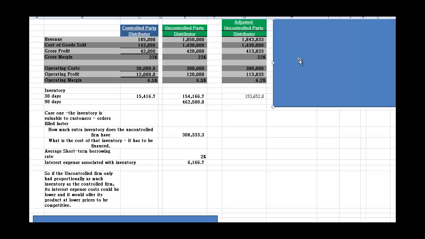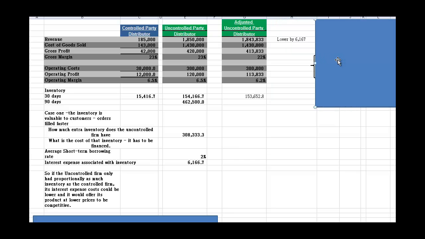So we're going to open up a different little part of the window here so you can see it. Now what's happened in this window is I'm simply showing you what the adjusted P&L of the comparable would be if we hypothesize that its inventory levels were at the same proportion as the tested party. We've lowered the revenue by the amount that we've calculated here, the 6,167. That means it's got less revenue.